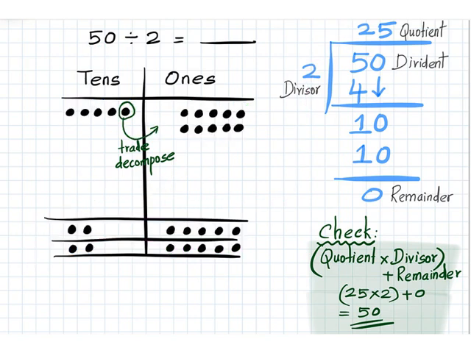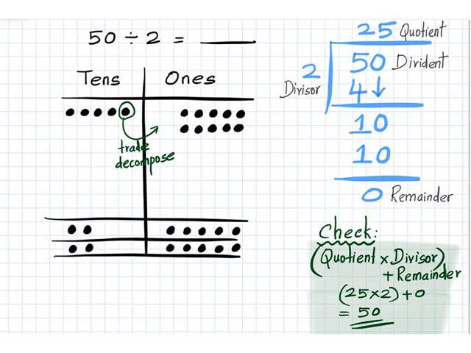Now the last part is to check whether the problem is correct or not. The equation is quotient times divisor plus remainder. So the quotient is 25. So let us write that 25. And the divisor is 2. Let us write the 2 down here. Plus, we know the remainder is 0. So plus 0 is the remainder.